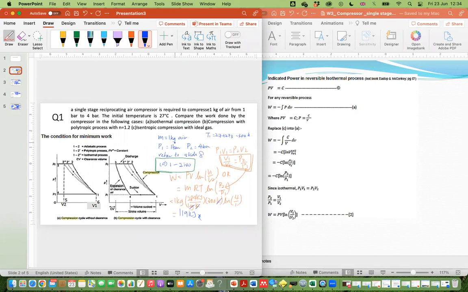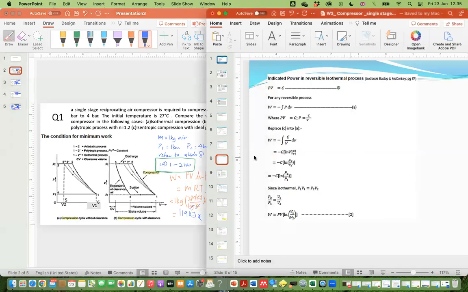The mass is 1 kilogram of air. The P1 is 1 bar, the P2 is 4 bar. And then the T1, the initial temperature, is 27 plus 273. Okay, so now we have extracted the information and we try to solve the isothermal compression first.